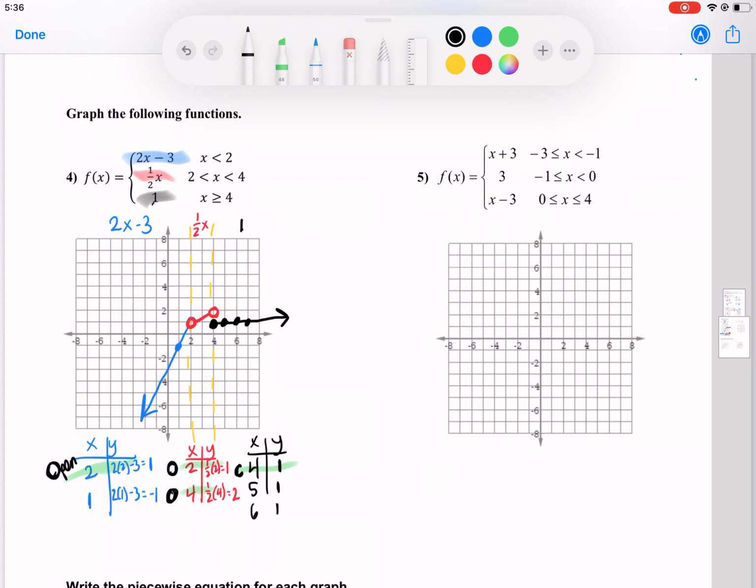So let's go ahead and do another one so that we feel good about that. This one has a lot of little boundary sections, but that's going to be okay. So we've got -3, we've got -1, -1, 0, and 4. So let's do each of those one at a time. So we've got -3. We've got -1.